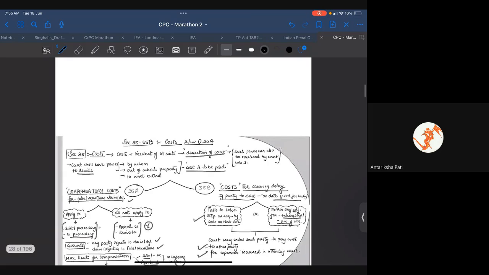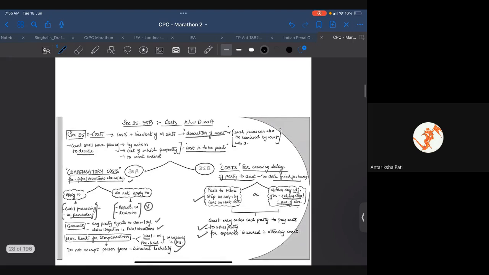With respect to cost, that has to be read with Order 20A. Cost is cost plus incident of all suits, in the discretion of the court, and it can be given to such persons as the court may deem fit. The court will have power to decide by whom it will be paid, out of which property it will be paid, and to what extent it will be paid. 35A and 35B talk about two kinds of cost. 35A is compensatory cost for false or vexatious claims.